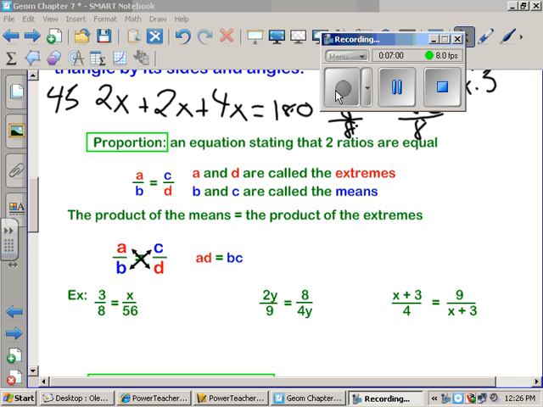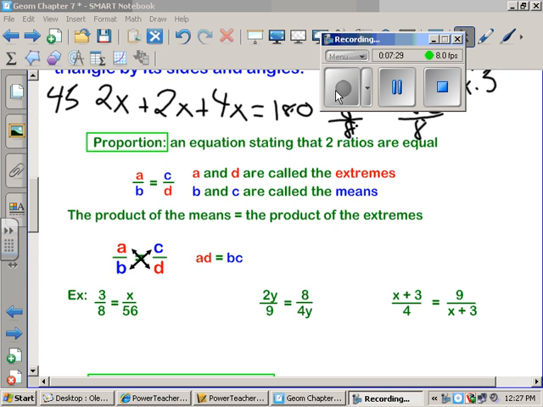All right, so what is a proportion? A proportion is a statement that says two ratios are equal, and it works both ways. If two ratios are equal, then it's a proportion. If it's a proportion, that means the two ratios are equal. All right, so this says that ratio A over B is equal to ratio C over D. Those two ratios are equal, so that makes it a proportion.